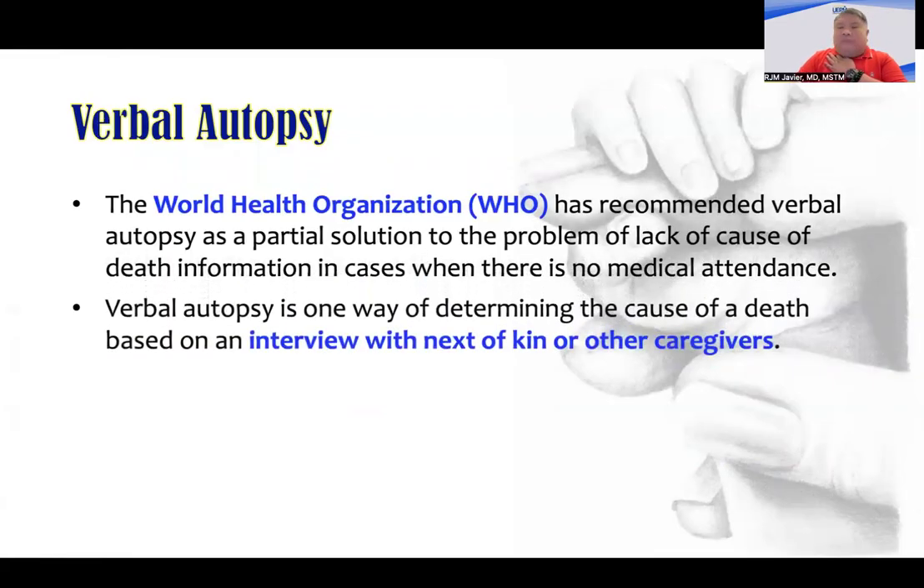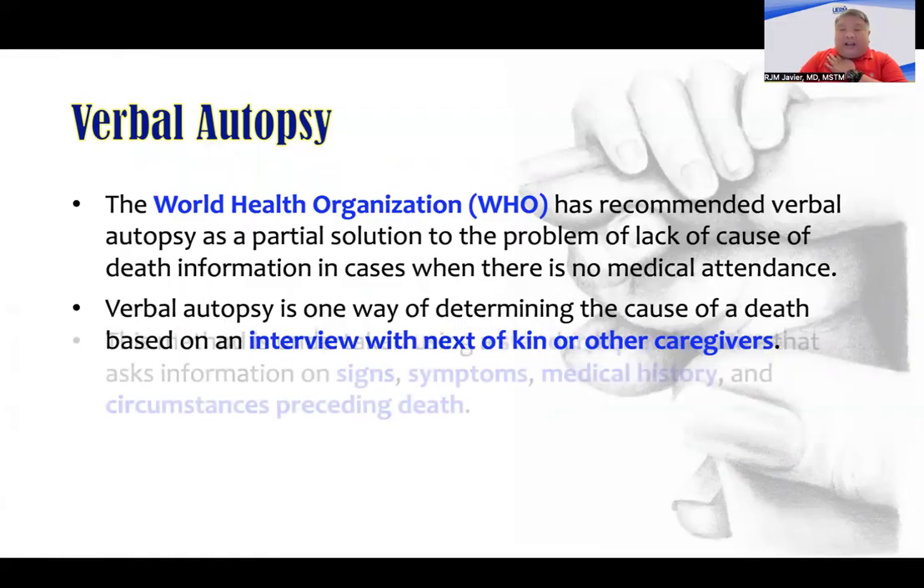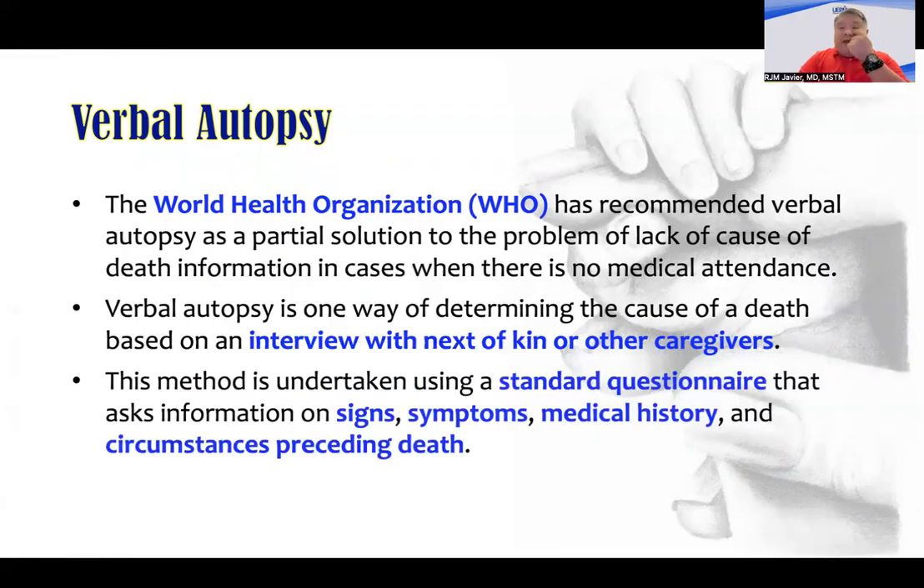The WHO recommends verbal autopsy as a partial solution to the problem of lack of cause of death information in cases where there is no medical attendance. Verbal autopsy is one way of determining the cause of death based on interview with next of kin or other caregivers. This method is undertaken using a standard questionnaire that looks into signs and symptoms, medical history, or circumstances preceding or precipitating the death of the patient.